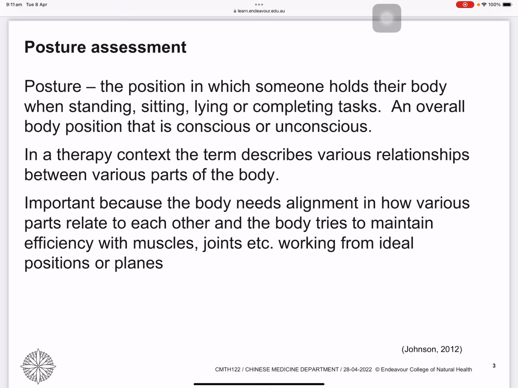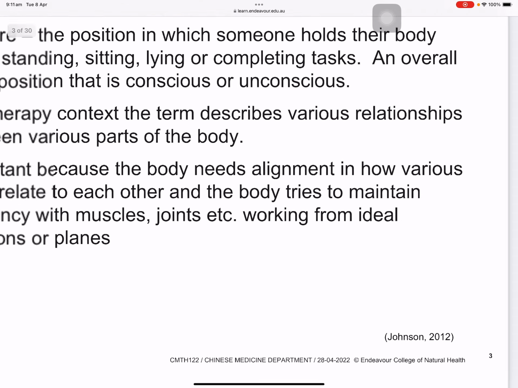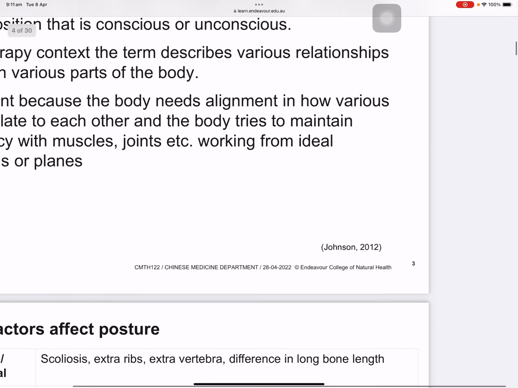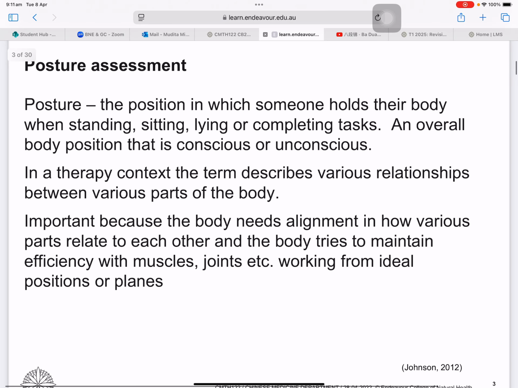So the posture assessment is quite important in Tuina, as well as in TCM diagnosis. You can't only do consultation, pulse or tongue without any posture assessment, because it's also very important. It includes Western diagnosis of neck and shoulder pain, and sometimes it also includes our channel assessment. So the posture assessment is quite important, because the body needs alignment in how various parts are related to each other, and also every channel is related to other channels as well.